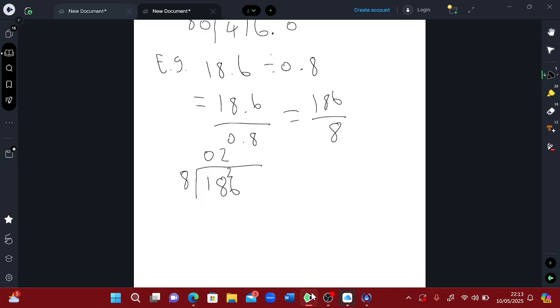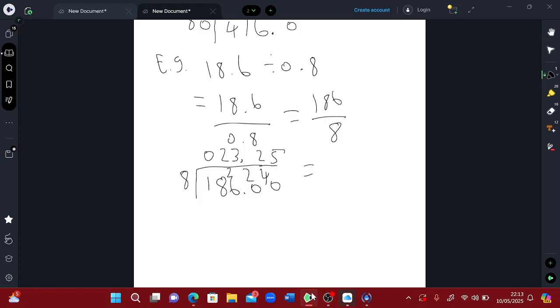Well, it's 24. 8, 16, 24. So that's 3 with a remainder of 2, right? 24 to 26, remainder 2. Add a decimal point. How many 8's go into 20? Well, 8, 16 with remainder 4. So that's going to be 2, remainder 4. Then how many 8's go into 40? Well, that should be exactly 5 times.